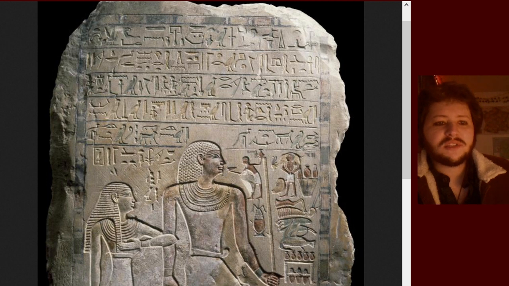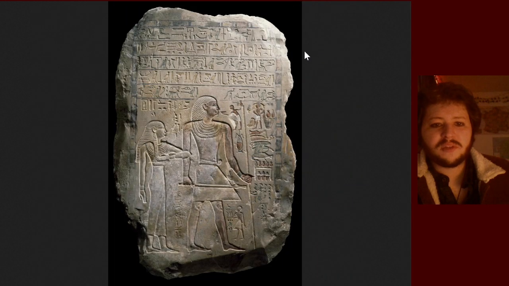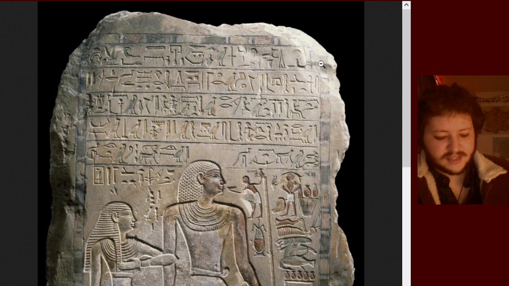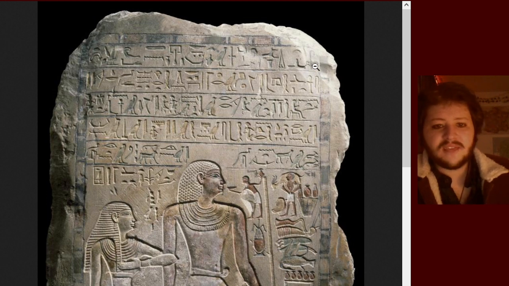Okay, yeah. Just like what it says. Let's just go through one more time. What does the text say? So it says, an offering given on behalf of the king and Anubis, who is on his mountain, the one in bandages, lord of the sacred land. All those are epithets of Anubis.